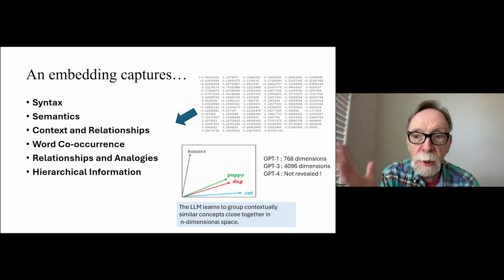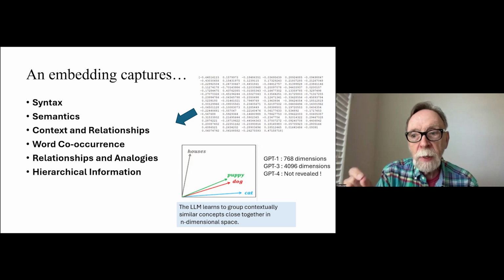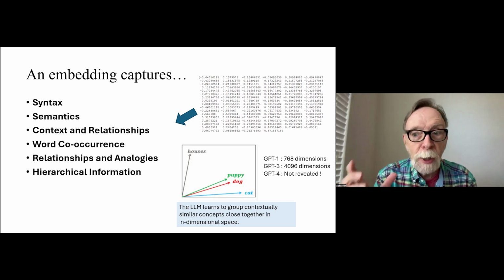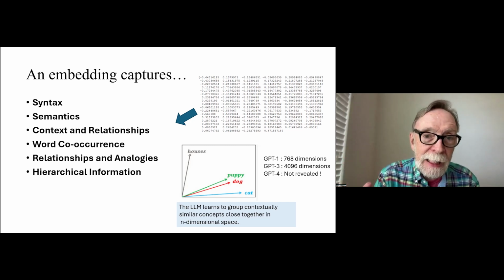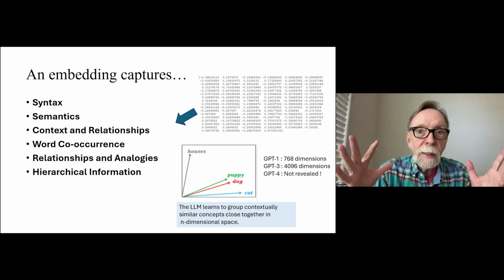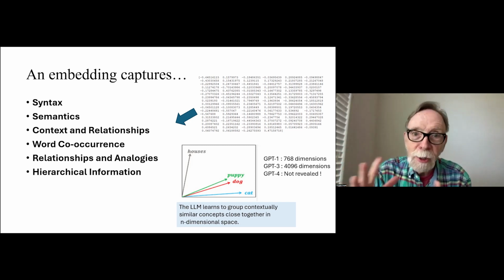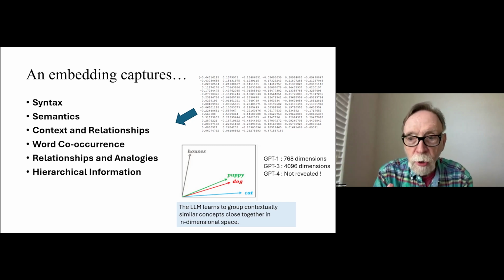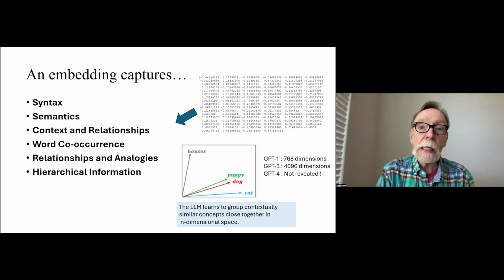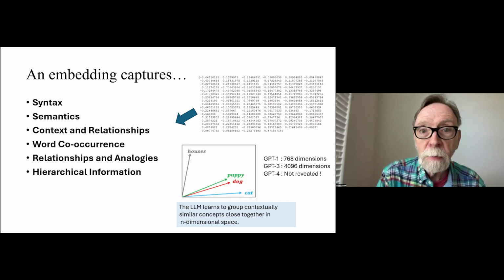Now, how big is this space? This is what's mind-boggling. GPT-1 had an embedding space of 768 dimensions, okay? GPT-3 is 4,096 dimensions. GPT-4, they haven't revealed it. A lot of the companies are keeping things closed because they have their algorithms that do things. If you watched the reveal of GPT-4o, you find that even the engineers were surprised at what kind of capabilities were coming out of these models.